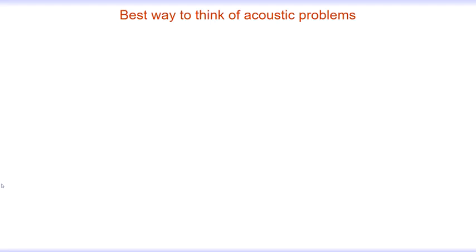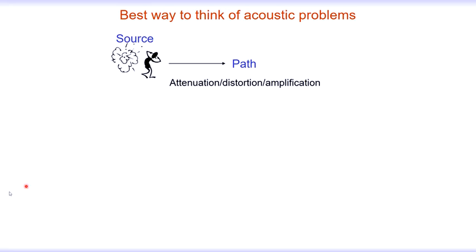The best way to think of acoustical problems is in three processes. The first is the source. So what is it that's generating the noise? The next is the path. And along the path we may have attenuation, distortion, or amplification of the sound. And the third is the receiver, where we're receiving the sound, and that's usually our ear.